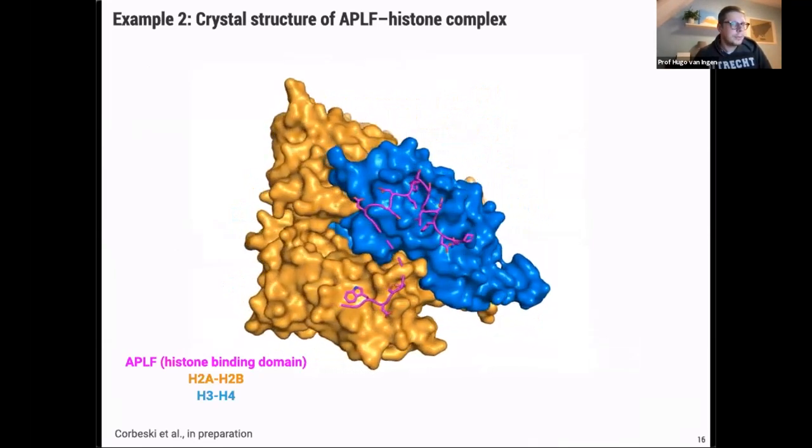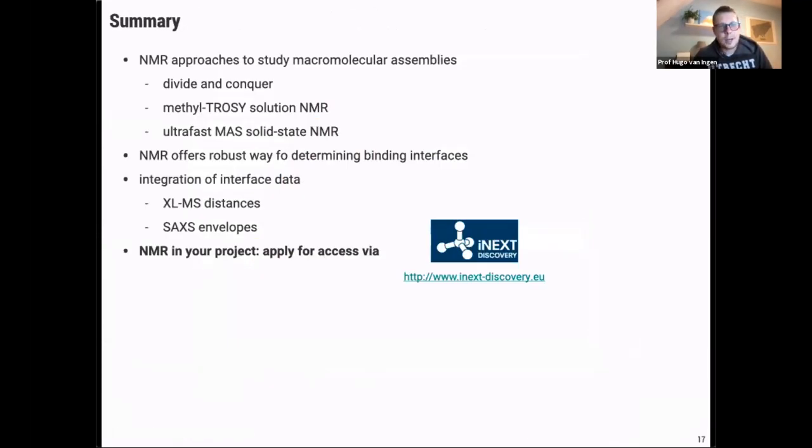So with that, I would like to hope that I've shown you clearly how you can use NMR to study macromolecular assemblies, different approaches available, and I hope also that you will consider to use it in your own project. And you don't need to be an NMR expert or to have the NMR machines. You can apply for access through the iNEXT Discovery program.